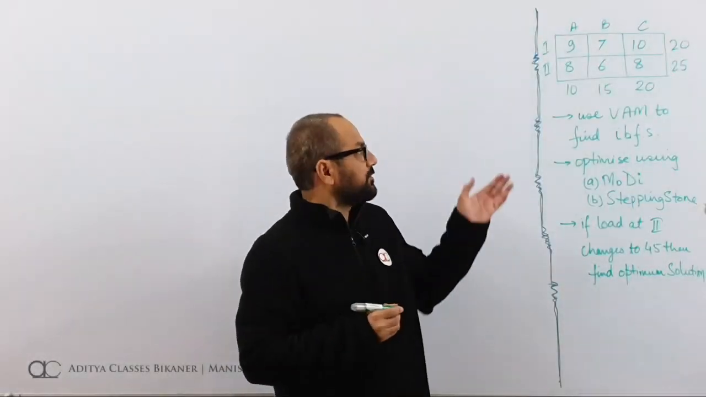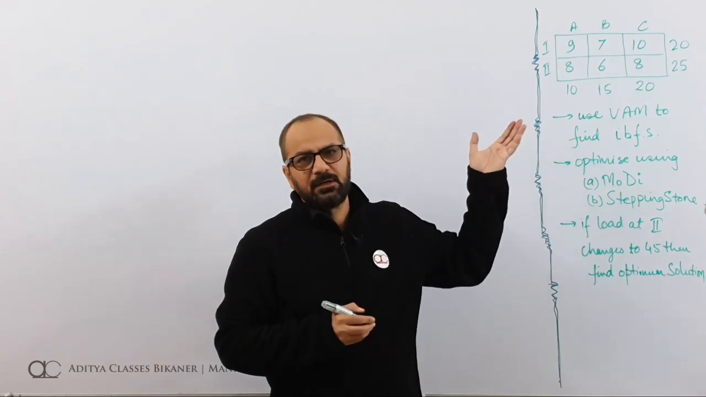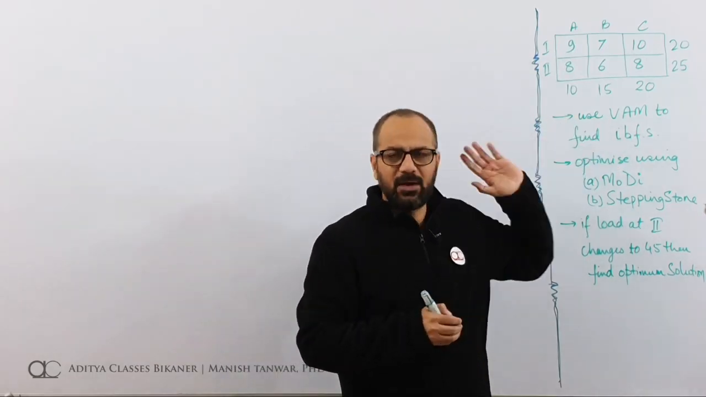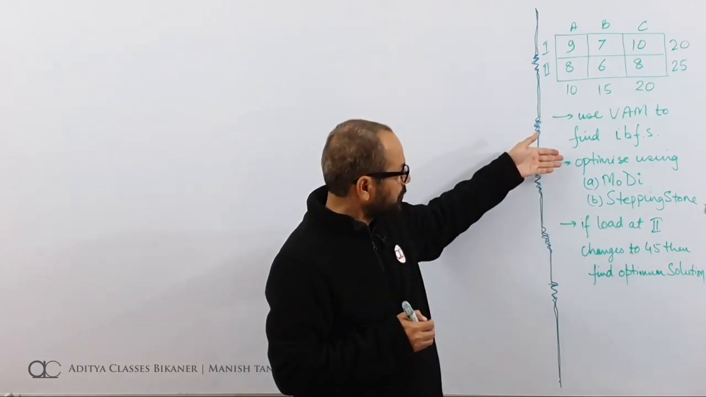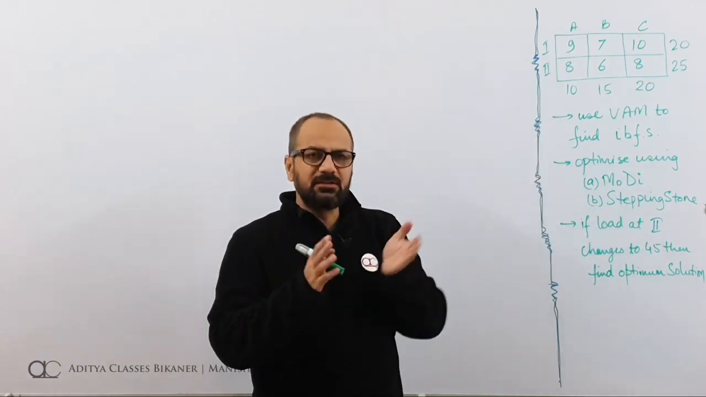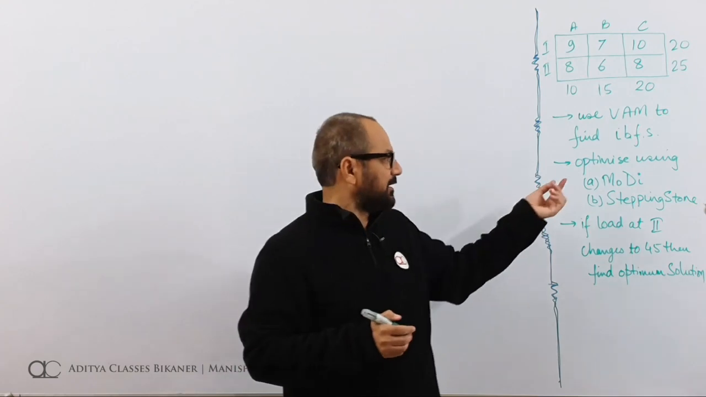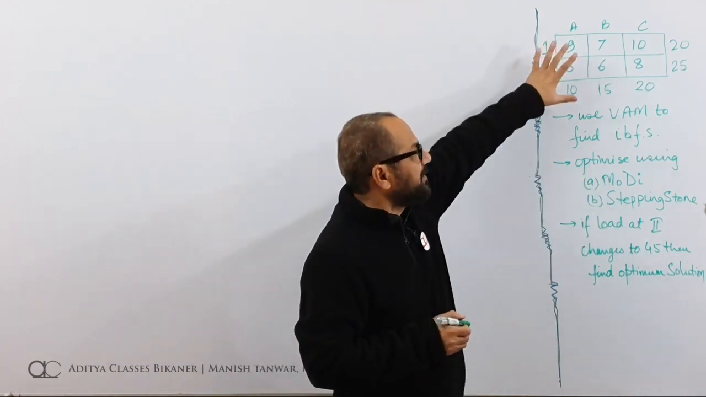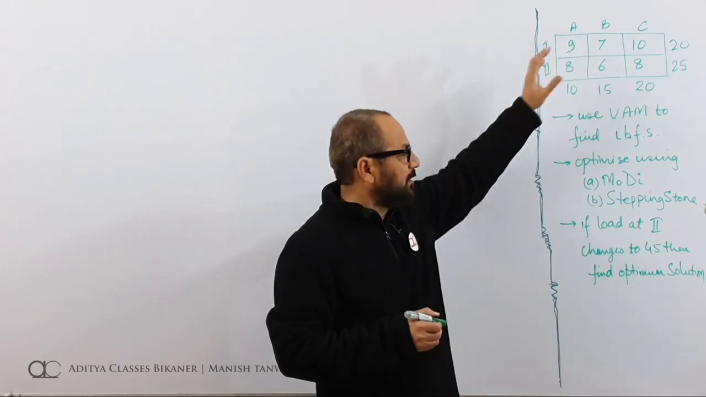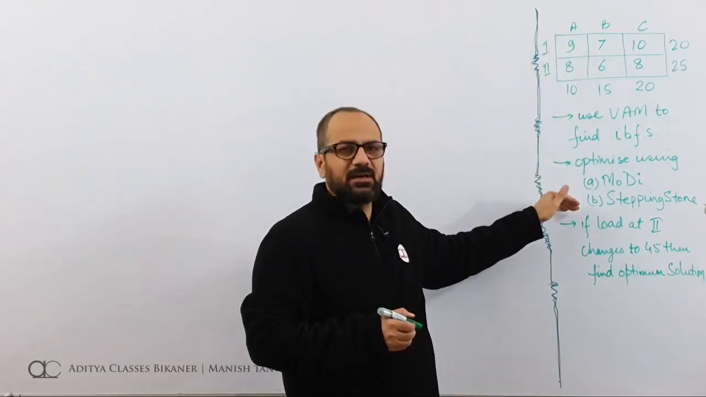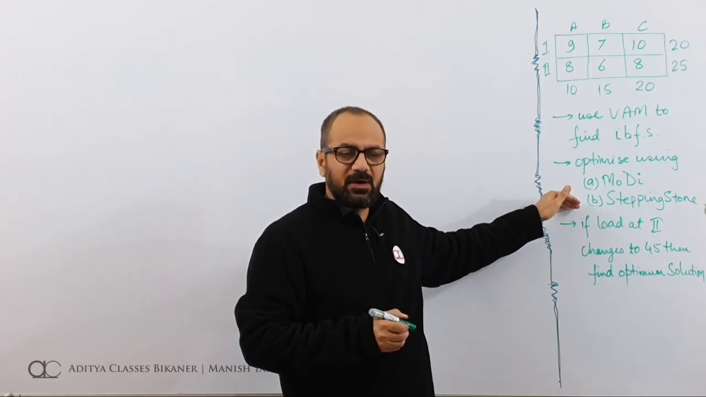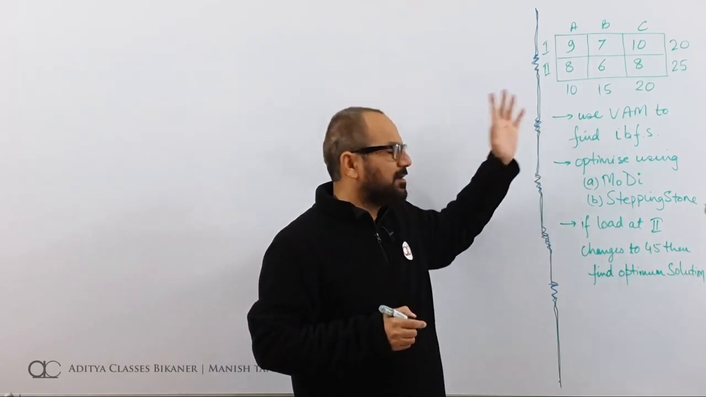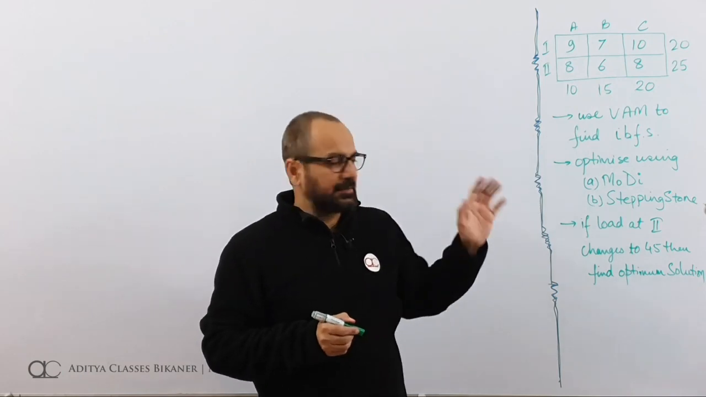Today we'll take up a question on transportation and we'll try to solve it using VAM. So we'll find out the IBFS using VAM and then we'll try to optimize it using the two methods that we have studied, modified distribution and stepping stone. So the idea is that we need to optimize this transportation problem using modified distribution and using stepping stone, whereby we'll be starting our question, that is we'll be finding out our IBFS using VAM, that is Vogel's approximation method.